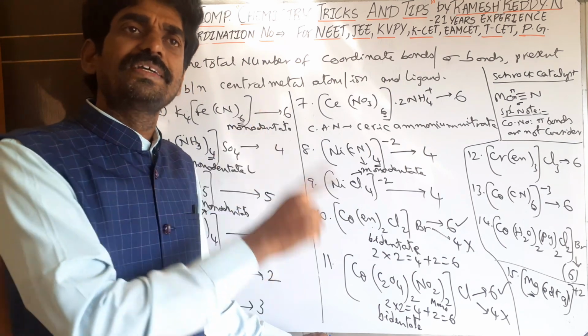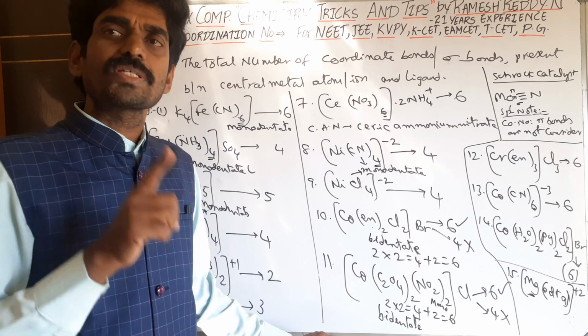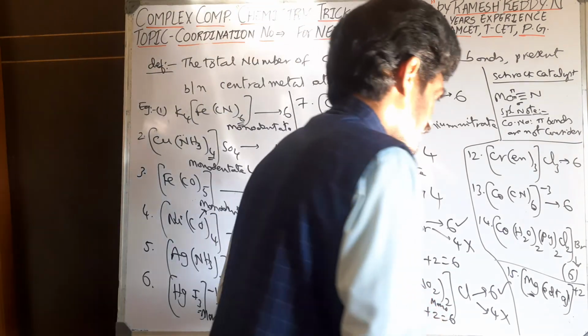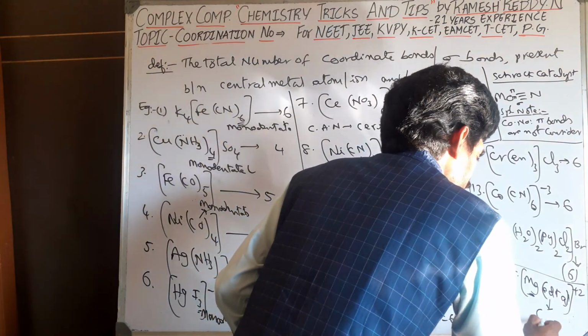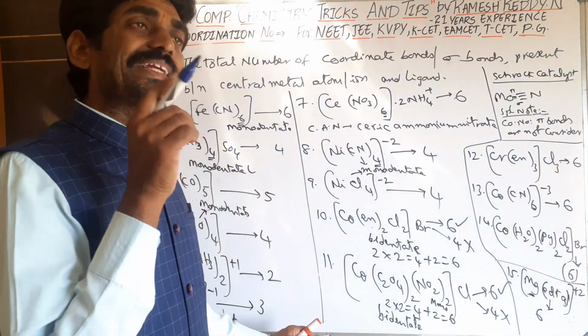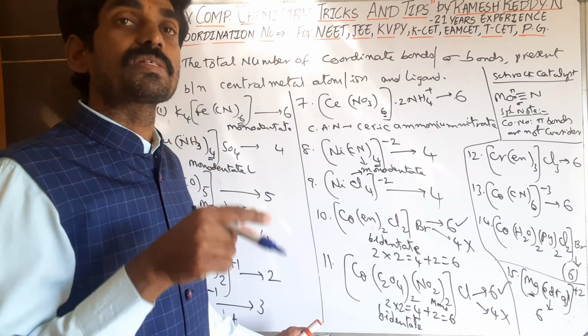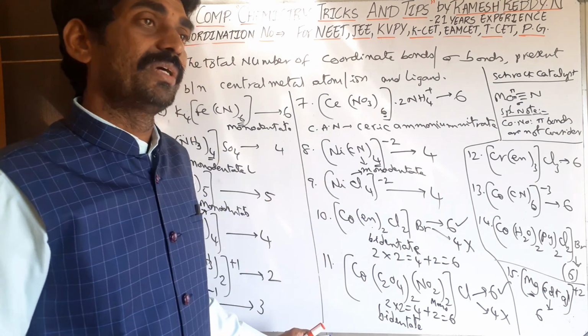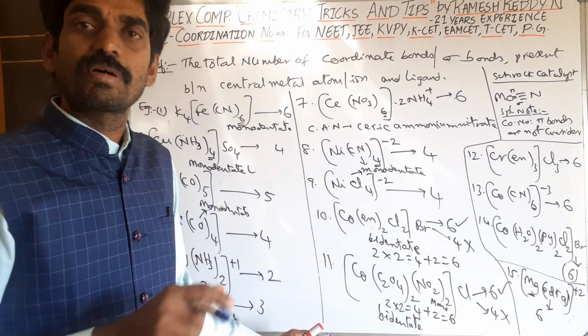So don't get confused here. EDTA, only one is there. So the coordination number is 1? That is wrong. So that's why the coordination number of the central atom magnesium is 6, because this one EDTA can form 6 coordinate bonds around the central metal atom magnesium. Right? Is it okay? Got it?